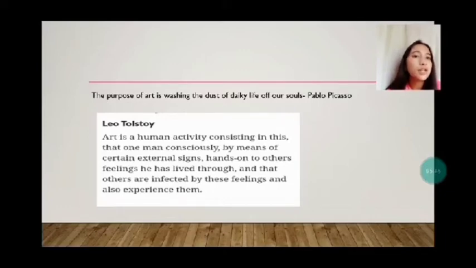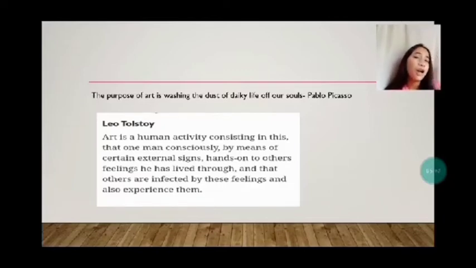Art is a human activity consisting in this, that one man consciously, by means of certain external signs, hands on to others feelings he has lived through, and that others are infected by these feelings and also experience them. So in general, art is part of our lives.